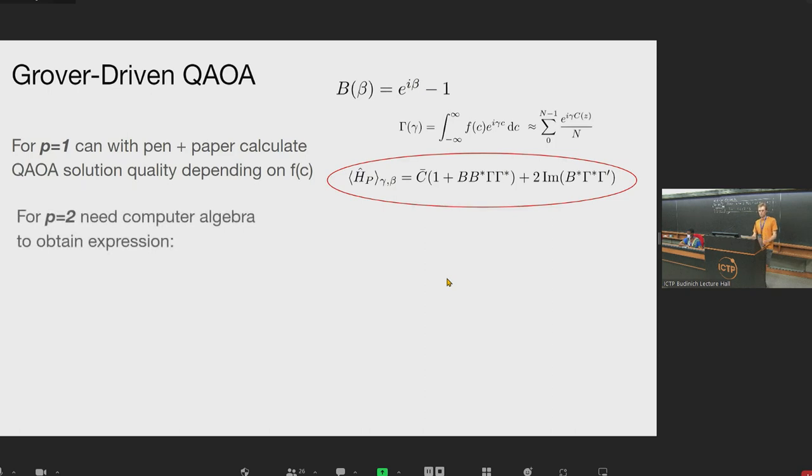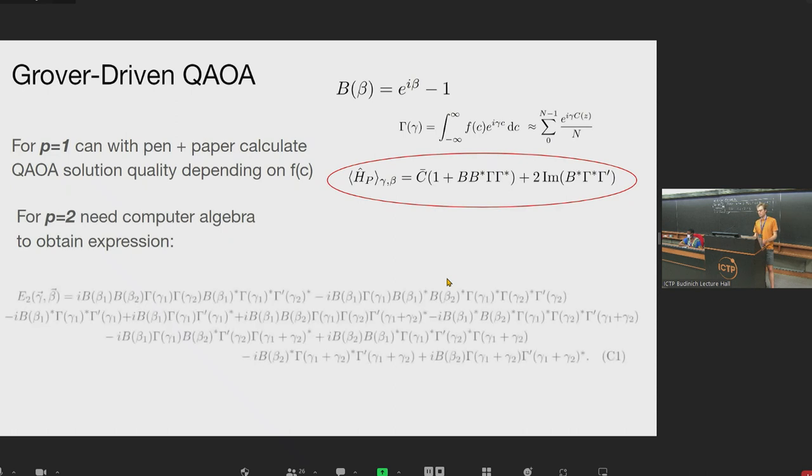For P equals 2, we can obtain a similar expression, but we need to use computer algebra because it's fairly large. But the dependencies are the same. It depends on the parameters of the QAOA circuit and this characteristic function. And so it's easy to evaluate this at any point in our parameter space.